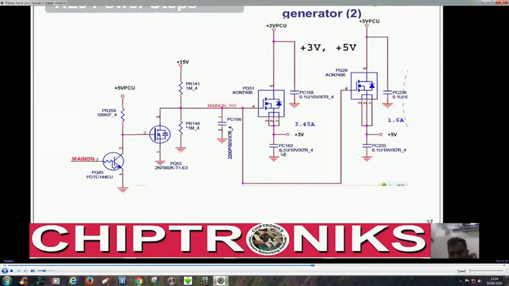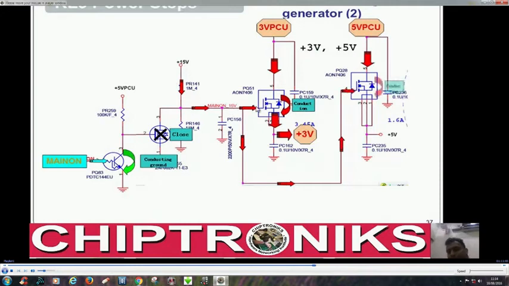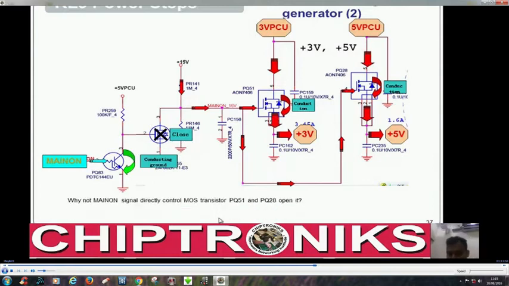Let's see once again. You can see this plus 3V PCU is going to the drain of this MOSFET. MAIN_ON is going, enabling this transistor. This is turned off because here it is connected to ground. Gate and source both are connected to ground, so this 15 volt is getting connected to the gate. This will enable this MOSFET, and this 3V PCU is connected to the plus 3V. So you can see the working of MAIN_ON. Let's go to the next slide.